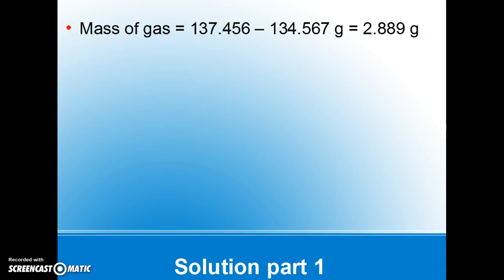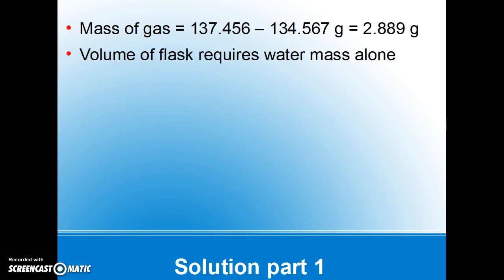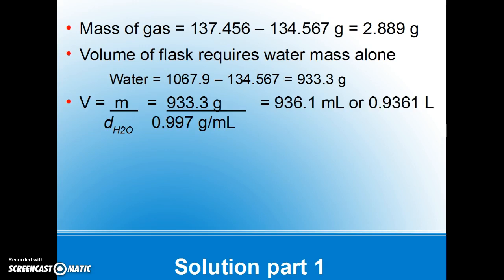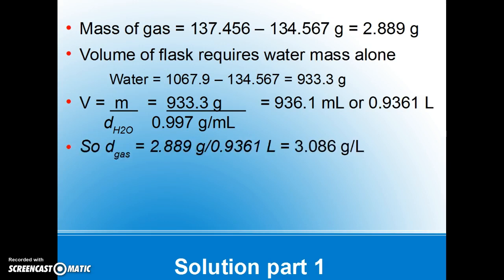We find the mass of the gas from subtraction, 2.889 grams. The volume of the gas, which requires the water mass alone, we take the mass away of the flask, and we get 933.3 grams. We divide by the density of water at that temperature, and we get 0.9361 liters. So the density is the mass of the gas, 2.889 grams, divided by the volume we just calculated. The density is 3.086 grams per liter. The temperature is 304.1 Kelvin.